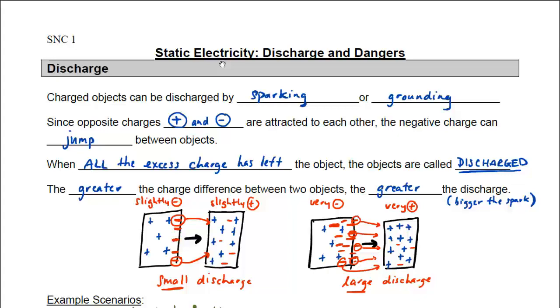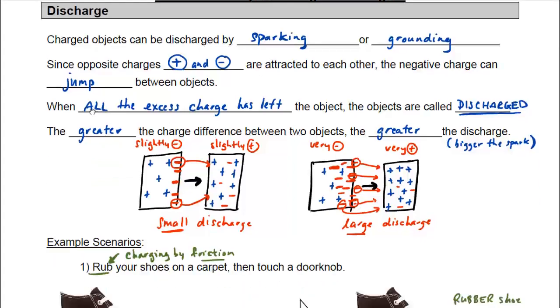Now what I'd like to talk about is some of the dangers that go along with discharging an object. A charged object can become discharged, and you can see it as sparking, or when you don't see it, it makes direct contact with something that is linked to the ground. You may not actually see the spark because it's not jumping through air, it's just going directly through solid objects to the ground. Since opposite charges, the positives and the negatives, are attracted to each other, that negative charge can jump between objects. That's the sparking that you'll see. When all the excess charge has left that original object, we would say the object is discharged.